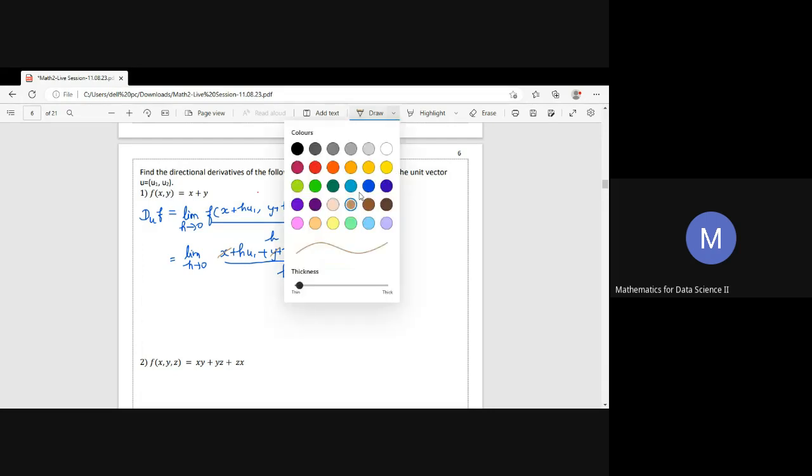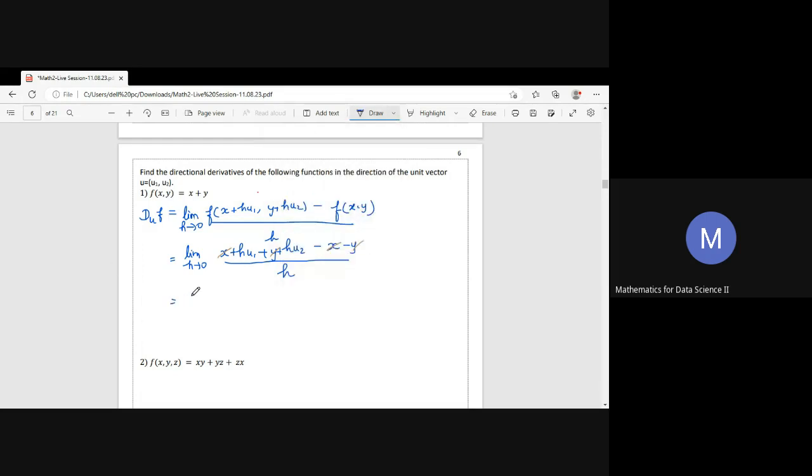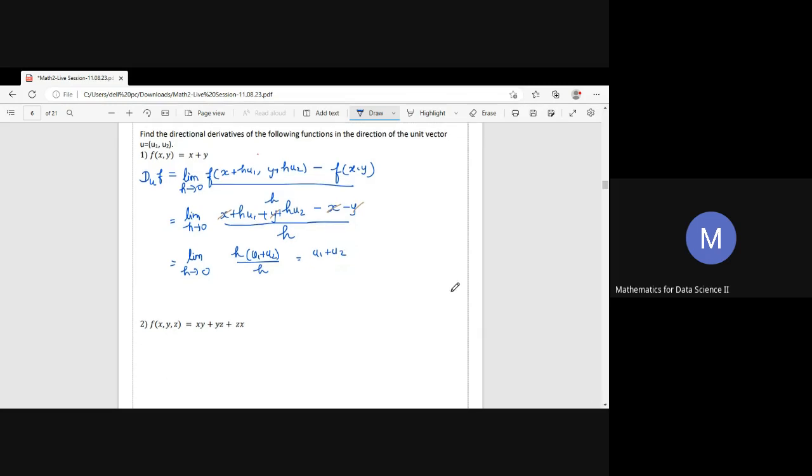And so what will be remaining for you? The remaining entries are limit h going to 0. You can take h commonly, so you get u1 plus u2 plus h. So you can write it as simply u1 plus u2. So this is the directional derivative of this function in the direction of the unit vector u1, u2. Whatever unit vector is given, you simply have to take the sum of these vectors. That will be the answer.